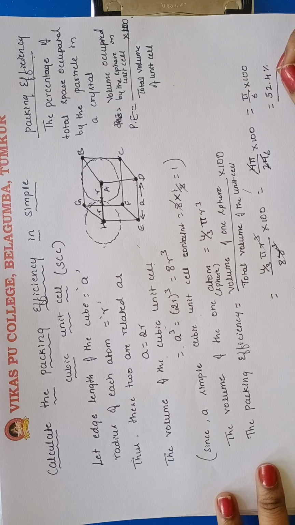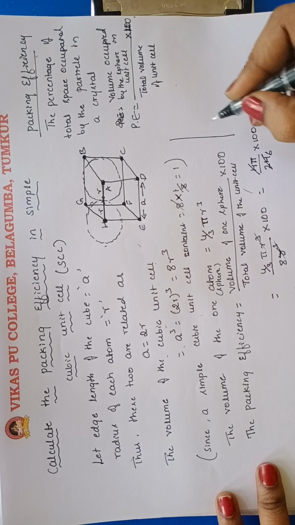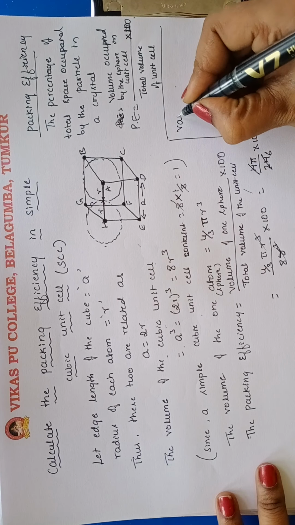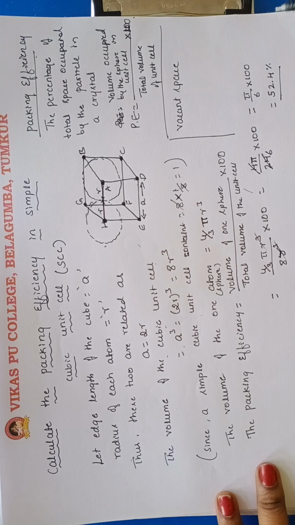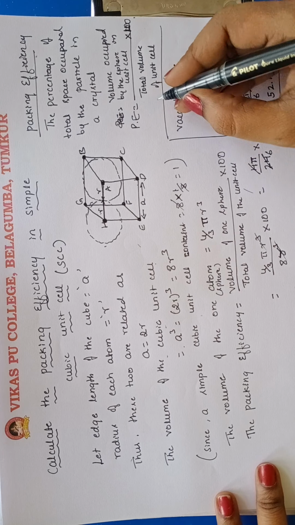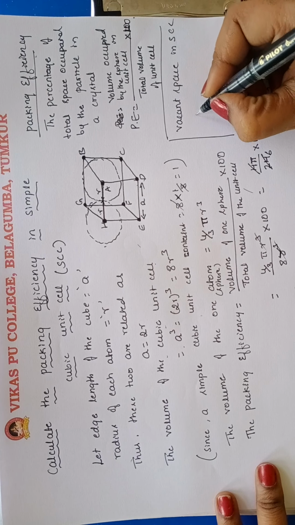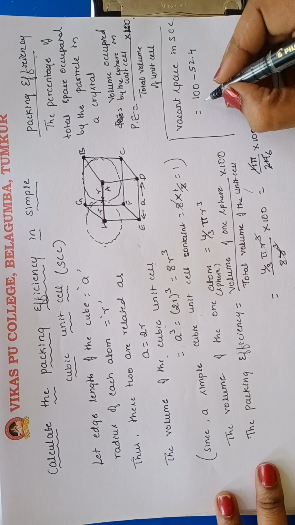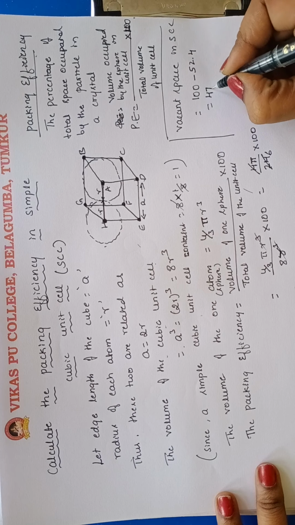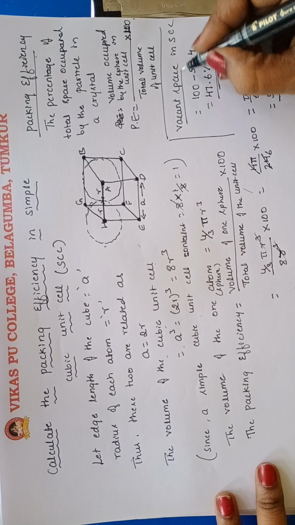Then the vacant space available in the simple cube: how much vacant space is there? 52.4% is packed, filled by spheres. Then the total is going to be 100% in SCC, so we take 100 minus 52.4. We get 47.6. This is the vacant space in SCC.